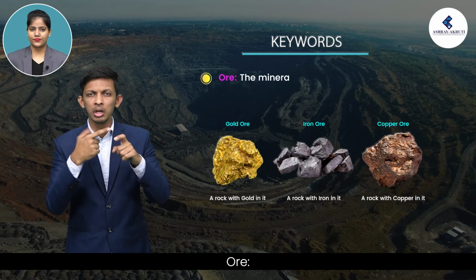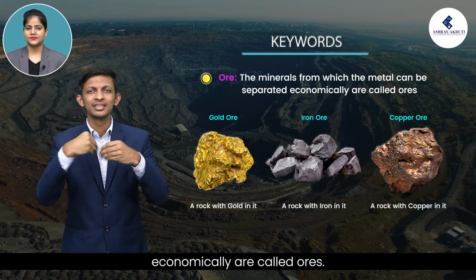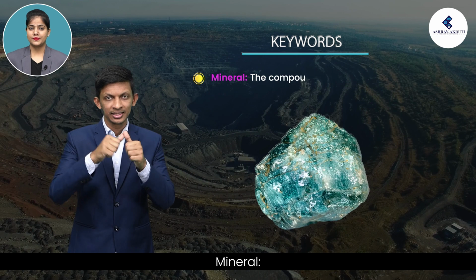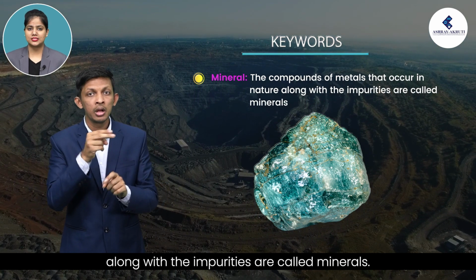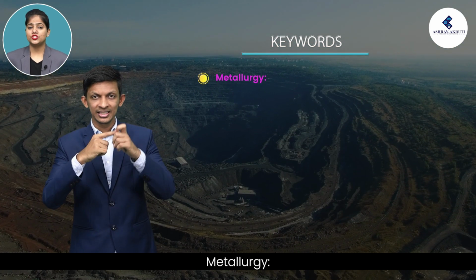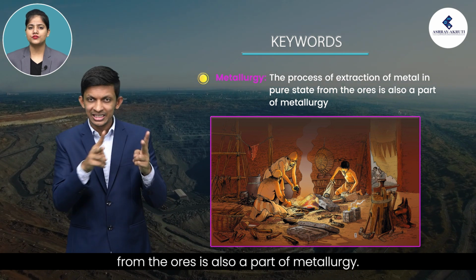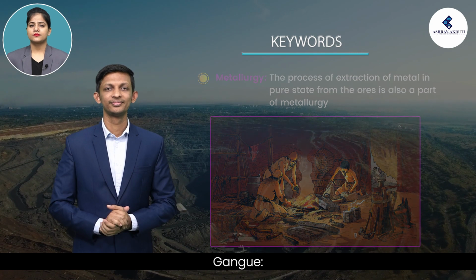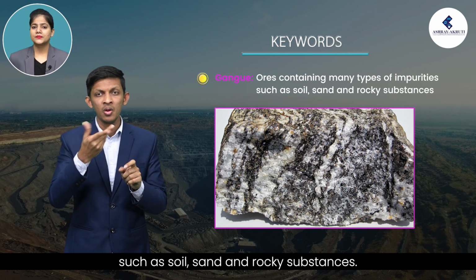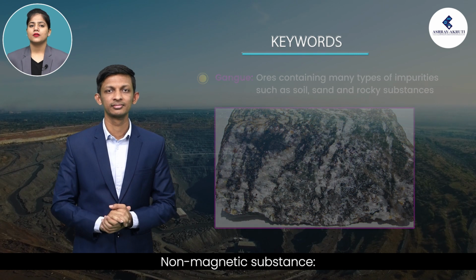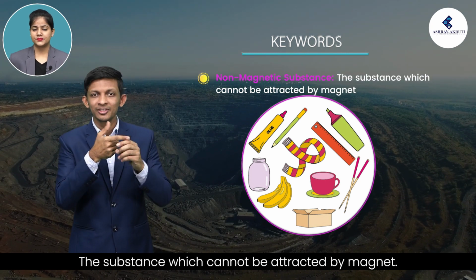Keywords. Ore: the minerals from which the metal can be separated economically are called ores. Mineral: the compounds of metals that occur in nature along with the impurities are called minerals. Metallurgy: the process of extraction of metal in pure state from the ores is also a part of metallurgy. Gangue: ores containing many types of impurities such as soil, sand and rocky substances. Non-magnetic substance: the substance which cannot be attracted by a magnet.